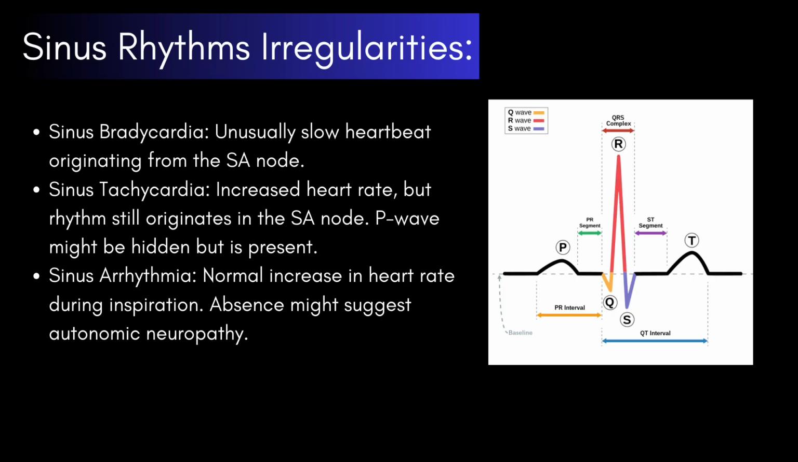Today, I'd like to open up by covering an overview of sinus rhythm irregularities. Sinus bradycardia, unusually slow heartbeat originating from the SA node. Sinus tachycardia, increased heart rate, but rhythm still originates in the SA node. P wave might be hidden but is present. Sinus arrhythmia, normal increase in heart rate during inspiration. Absence might suggest autonomic neuropathy.